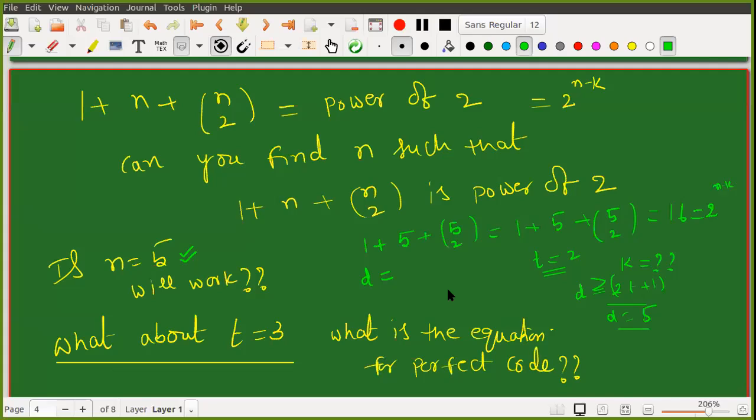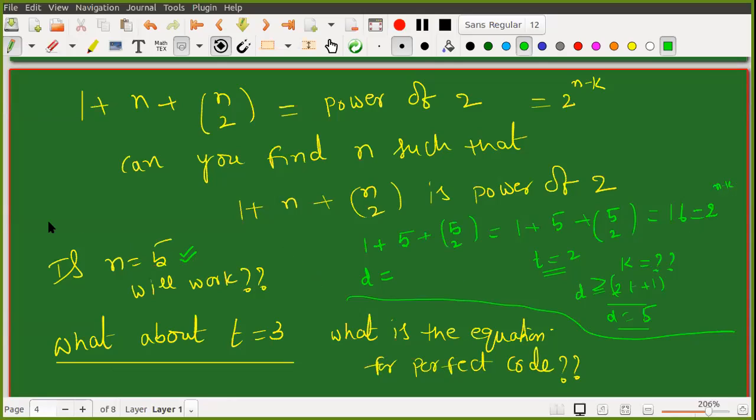Repetition code. Then what is the dimension of the repetition code? 1. That way I want to find it. Is it okay, Shruti? Yes, sir. Understood. Beautiful. So it is natural that we'll try this way, n minus k.